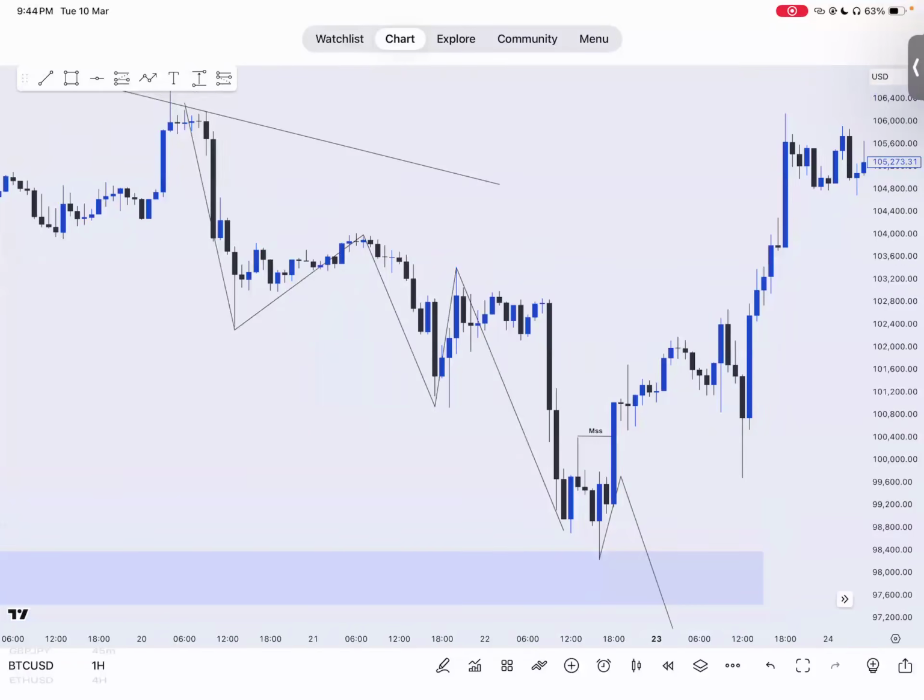So first things first, you have to know the zone that you've marked. You have to have the zone already marked out where you are expecting a reversal to come in, which is what? A daily time frame point of interest. That is the first thing. Secondly, when price hits that zone, don't jump into the market yet.